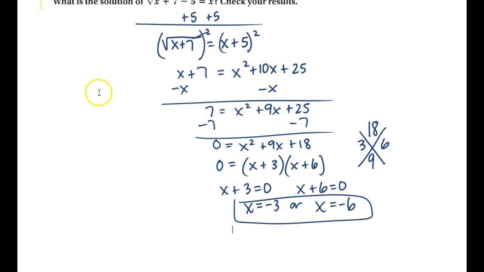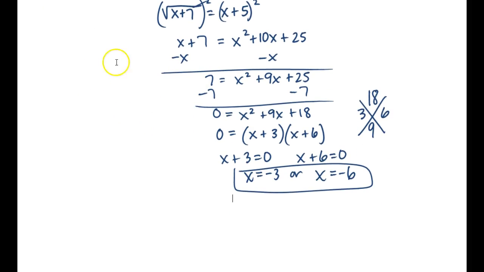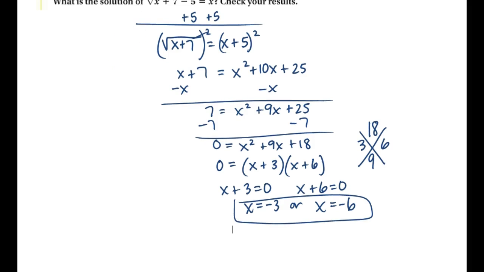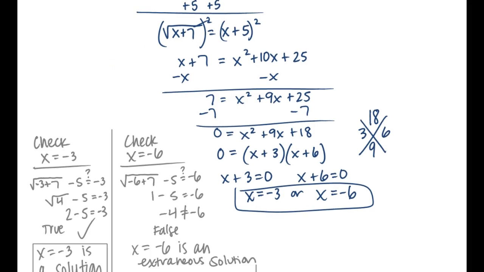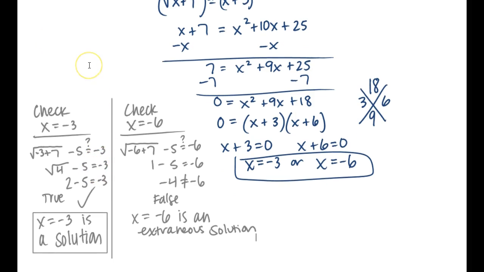Now we want to take a couple minutes to check our answers. To check negative 3, I substituted negative 3 back in for the original, and I found out that it produces a true statement, which means that x equals negative 3 is a valid solution. However, when I substituted in negative 6 for the original equation, I got a false statement, which means that x equals negative 6 is an extraneous solution.